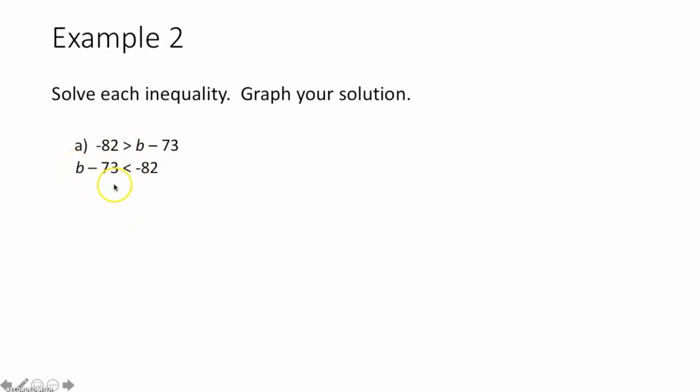So I move my constants to the right. I start with anything added or subtracted to my variable. So this minus 73 has to go over here. So I'm going to do the opposite of minus 73. I add 73 to both sides. That way these cancel out and I get b is less than negative 9. Now again, when I graph, I want to say this in words. That way I know how to graph it. b is less than negative 9.